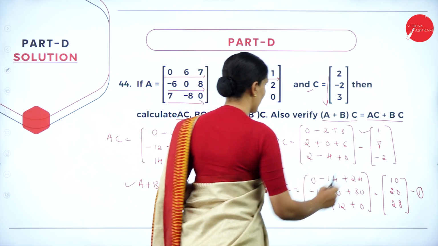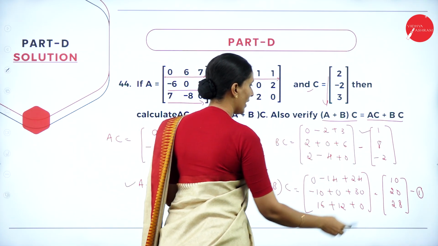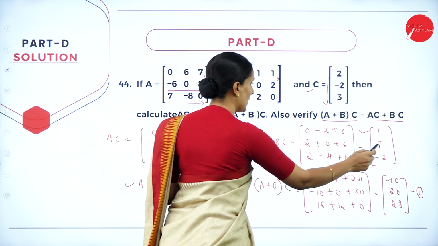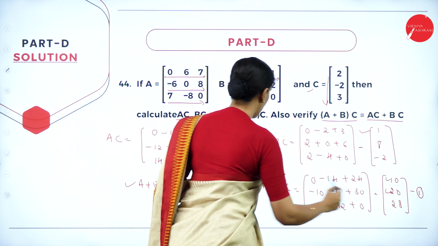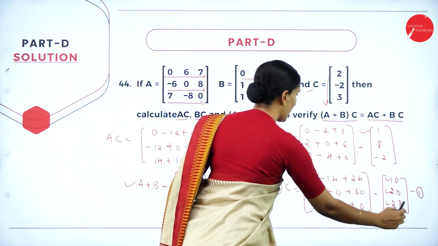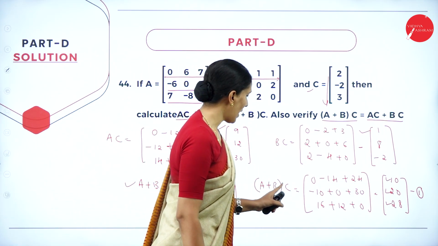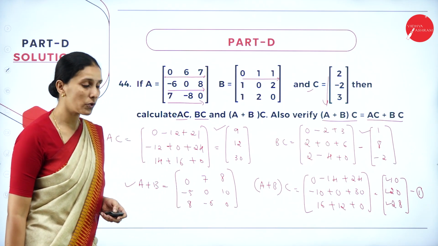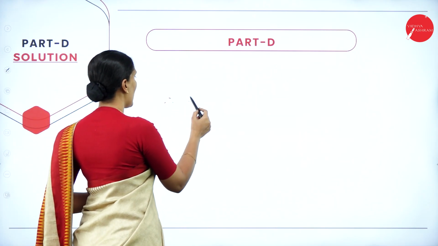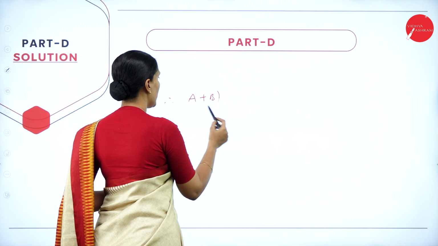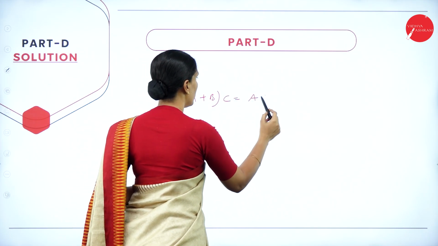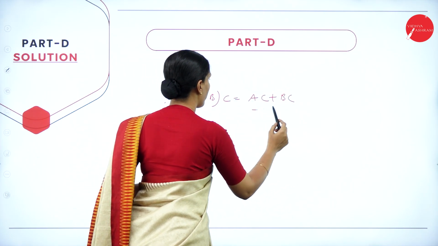AC plus BC. 9 plus 1, 10. Check. 12 plus 8, 20. Check. 30 minus 2, 28. So when we add AC plus BC, we are getting the value same as A plus B into C. So therefore, we can conclude that A plus B into C is equal to AC plus BC.